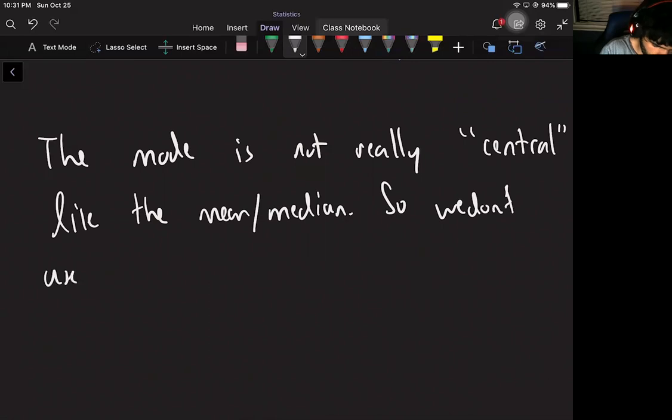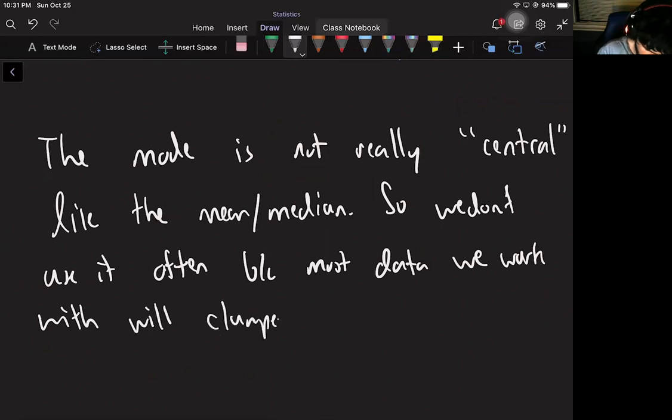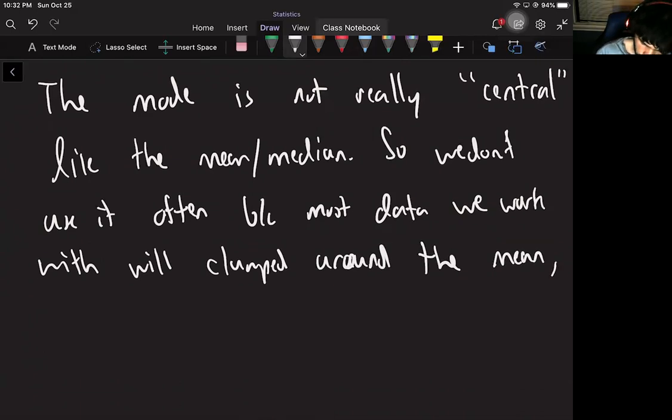So we don't use it often because most of the data we work with, the idea is that the data will be clumped sort of together around the mean. And then what will happen is that the mean and the median will be roughly the same.